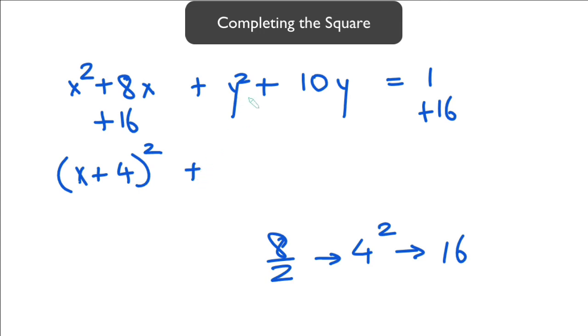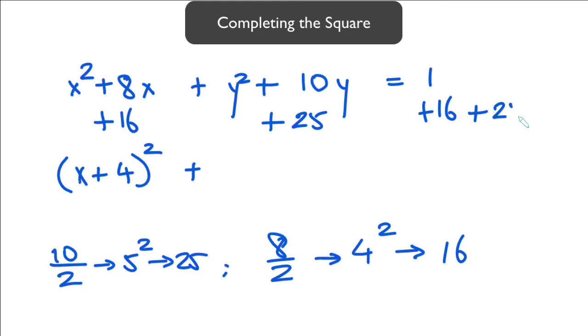The same way, you're going to do this part. So you take 10, you divide it by 2, you got 5, and then you square it to get 25. Okay, so you've got y squared over here plus 10y plus 25, and then you add 25 over here as well, right? So now again you can collect this together and write this as y plus 5 squared, and now this one over here is 16 plus 25, which gives us 41, and then plus 1 makes it 42.